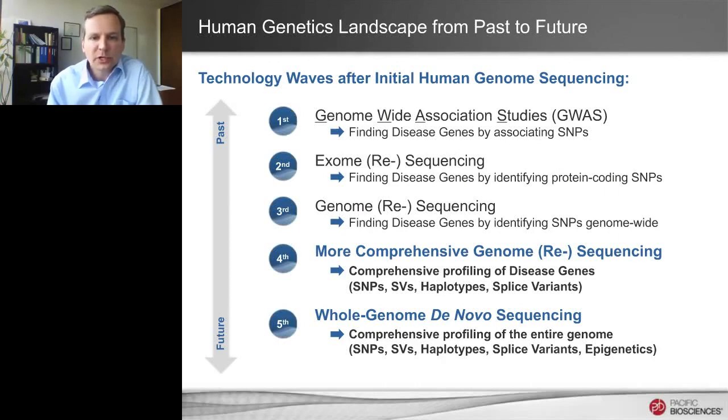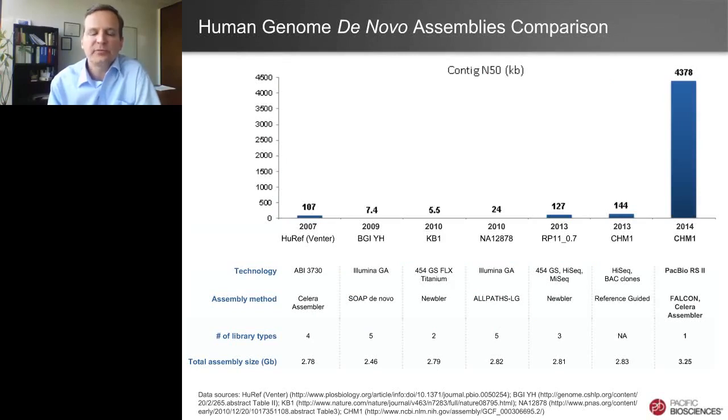So now going to the fifth wave, which we believe will be whole genome de novo sequencing without relying on a reference. I want to give an example of this because we announced in February the first data set that then gave rise to a de novo assembly. I want to present our de novo assembly, which is shown here on the far right, in the context of all the previous efforts for de novo assemblies of the human genome over the past 7 years.